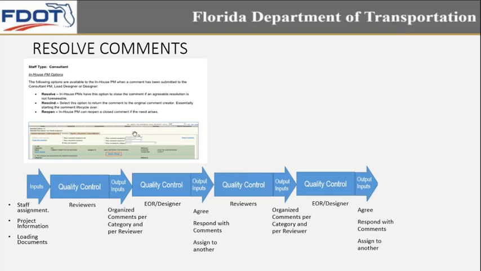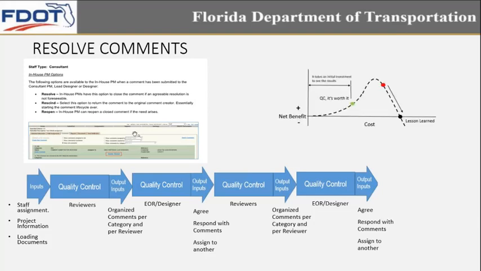Yeah, and as you can see, you can kind of see how this all plays out at the bottom there. You start out with your staff, starting all the way on the left, with your staff assignment, project information, and loading documents. You can see it passes from reviewers to the EOR designers, back to the reviewers, back to the EOR designers. And this kind of takes us to, as we said before, sometimes the target is just over the hump, but still in positive territory.